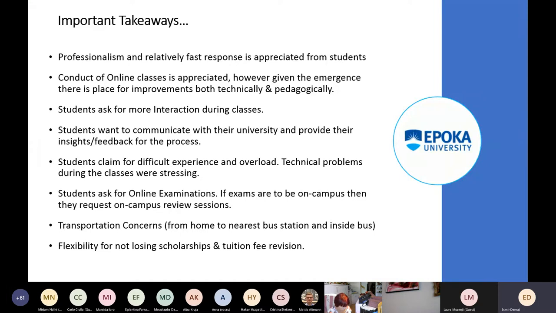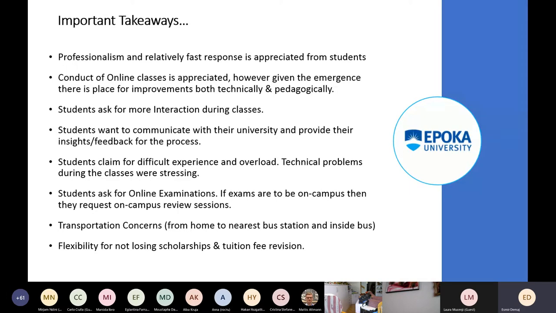I mean, starting from academic colleagues, administrative staff, or the administration of the university. What results from this survey is that the professionalism and relatively fast response of the university has been appreciated by students. The conduct of online classes is appreciated. However, given the emergency, there is still place for improvements because everything started unexpectedly. So both technically and pedagogically, there is still place for improvement. And this is, I think, why we're having such trainings like the one today.